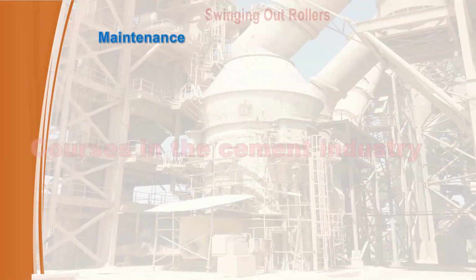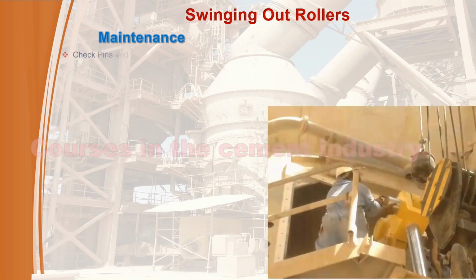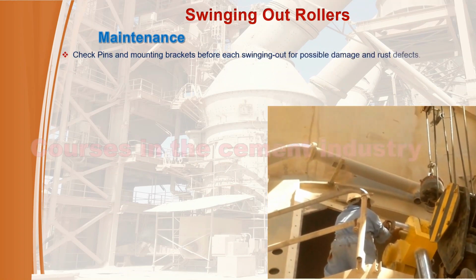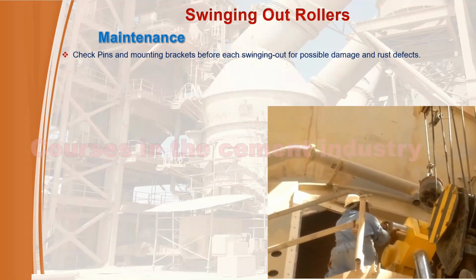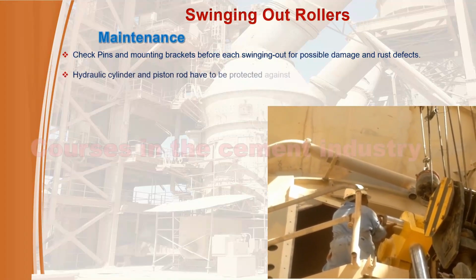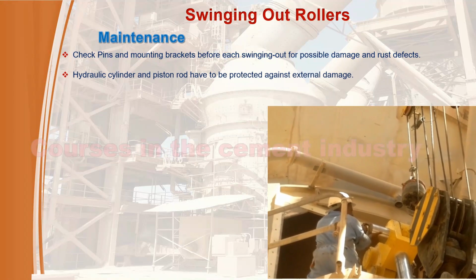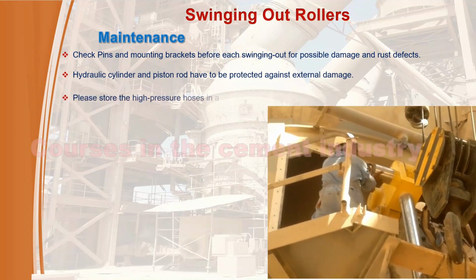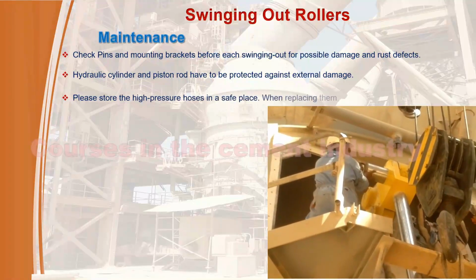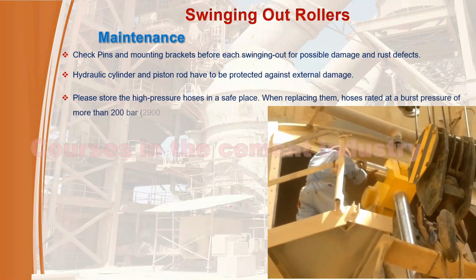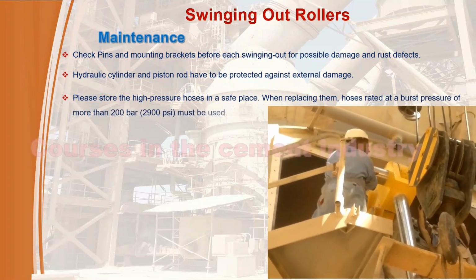Maintenance 4. Swinging out rollers. 1. Check pins and mounting brackets, before each swinging out, for possible damage and rust defects. 2. Hydraulic cylinder and piston rod have to be protected against external damage. 3. Please store the high-pressure hoses in a safe place. When replacing them, hoses rated at a burst pressure of more than 200 bar must be used.